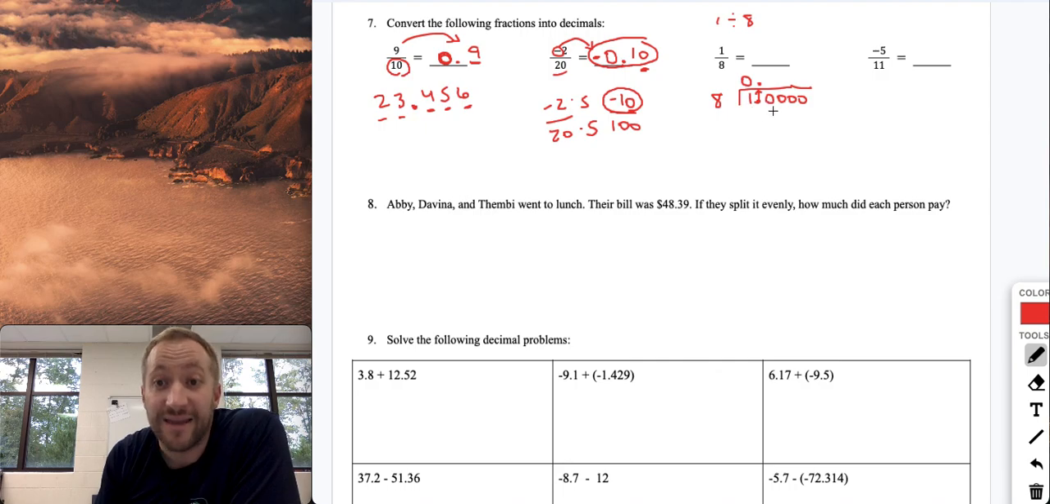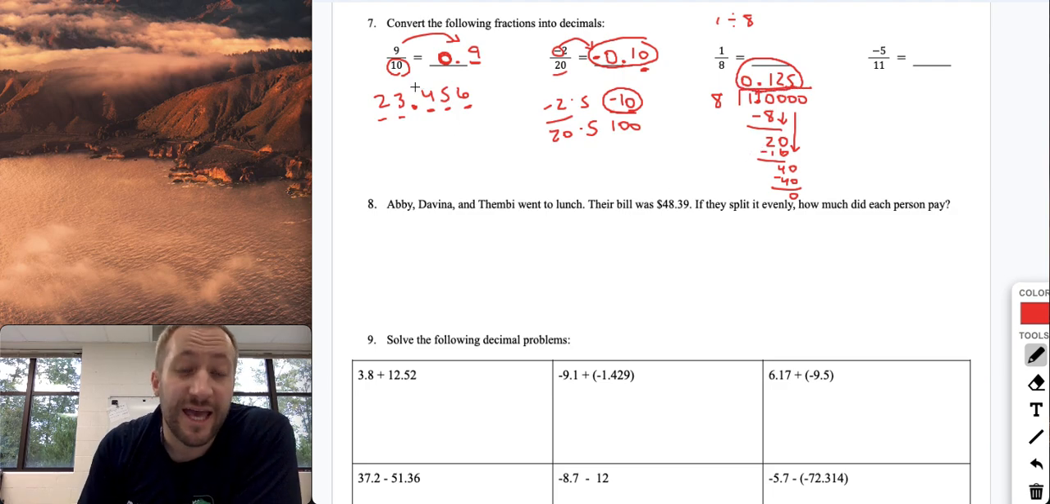Now 8 into 10. Well, that goes in there once. Great. 8 times 1 is 8. I subtract 10 minus 8 gives me 2. I'll bring down the 0. 8 into 20, that goes twice. 8 times 2 is 16. I'll subtract and get 4. I'll bring down another 0. 8 into 40, that goes 5. 8 times 5 is 40. Subtract and get 0. Hey, I either end up with a 0 as a remainder or a repeating number. Luckily, I ended up with a 0 as a remainder. So this, 0.125, is my final answer.